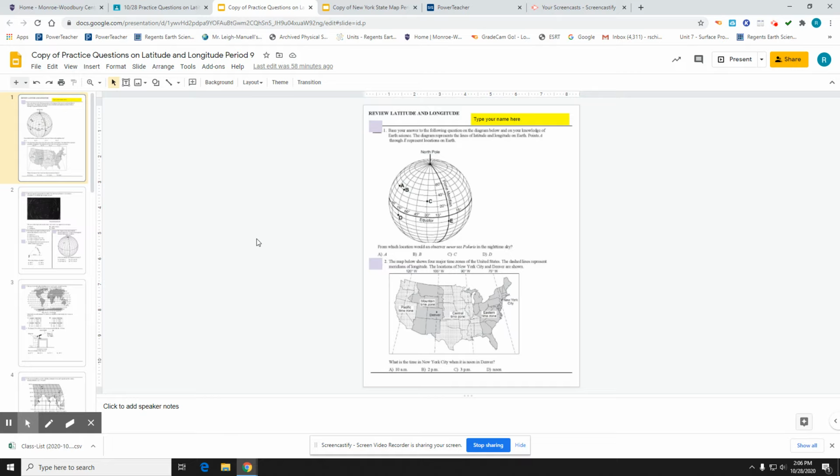The map below shows 4 major time zones in the United States. Let's go to the question. What time is it in New York City when it's noon in Denver? So if it's noon in Denver, it means that this whole zone right here, it's 12 o'clock. If I go to the east, my time will increase. So it would be 1 in this zone, and in this zone it would be 2. So the time would be 2 p.m.